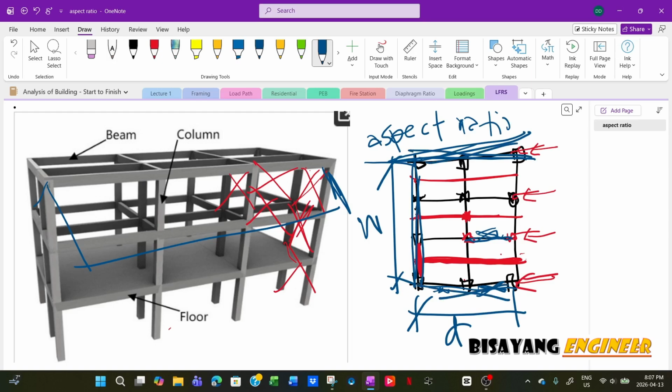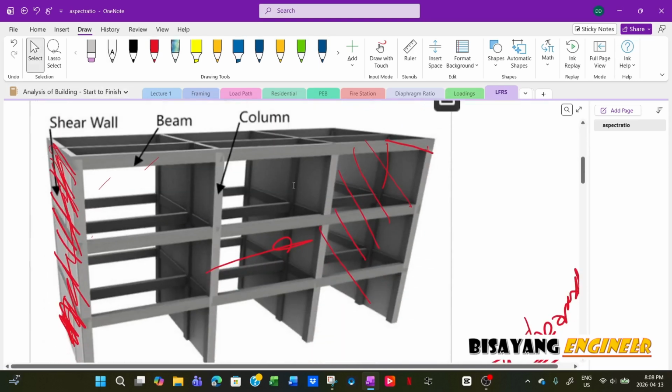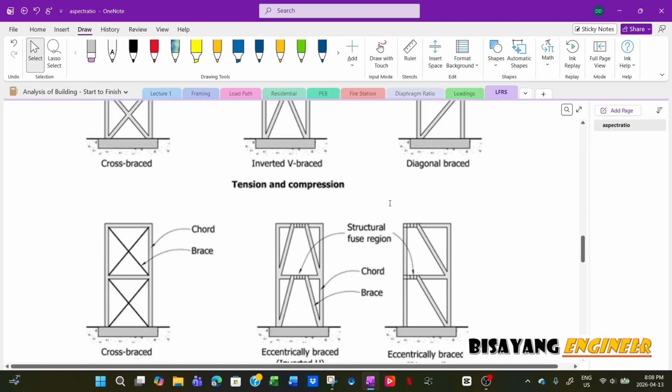right here. At the same time, in this direction, you can have full width so that you have a free space in the middle. You don't have to put the cross bracing. Now, if this exceeds the aspect ratio, then you will be forced to provide interior cross bracing.